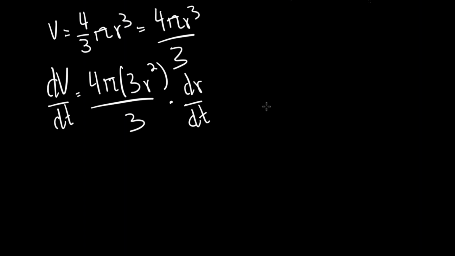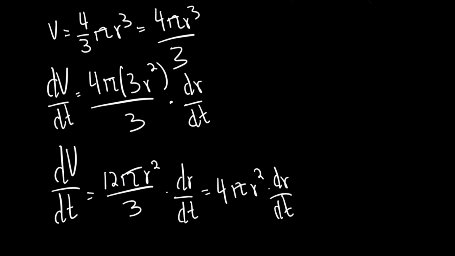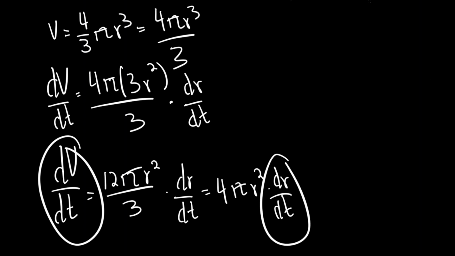Although this is correct, we can further simplify this. So dV over dt equals 3 times 4, which is going to be 12 pi r squared over 3 times dr over dt, which can be simplified by dividing out to 4 pi r squared times dr over dt. And this shows us that we do have a differential equation that relates both dV over dt and dr over dt, because we have dV over dt on the left side and dr over dt on the right side. And that's the derivative of the equation of the volume of a sphere.